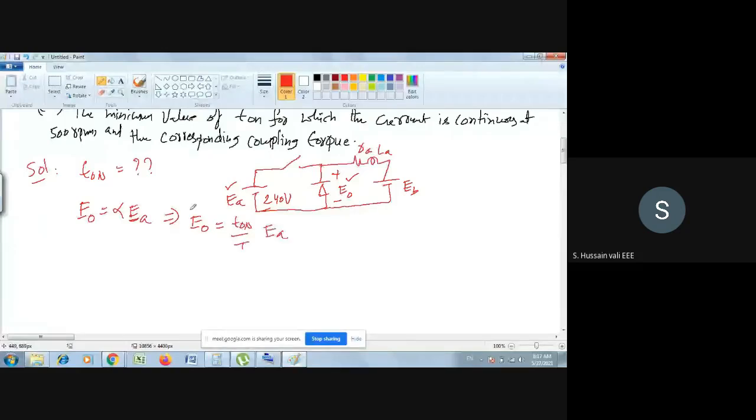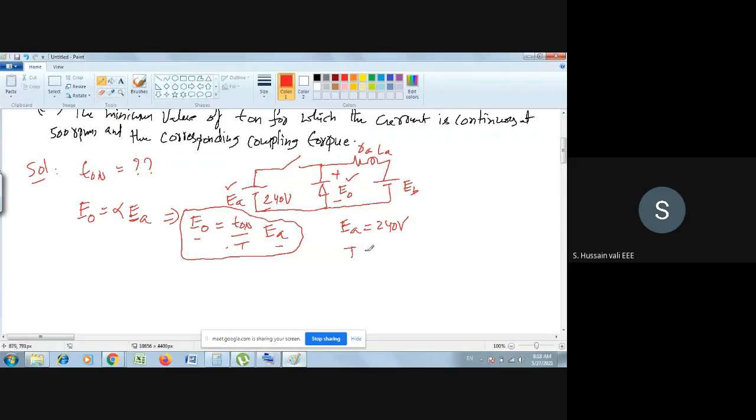Now in this formula you have T on and T. So using this formula we will find out T on. To find out T on, what we require here: we need EA, we need T, and we need E naught. If we find all these three, we can easily find out T on. EA we already know, it is 240 volts.